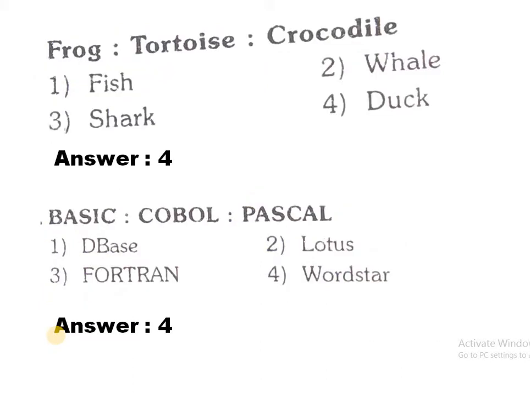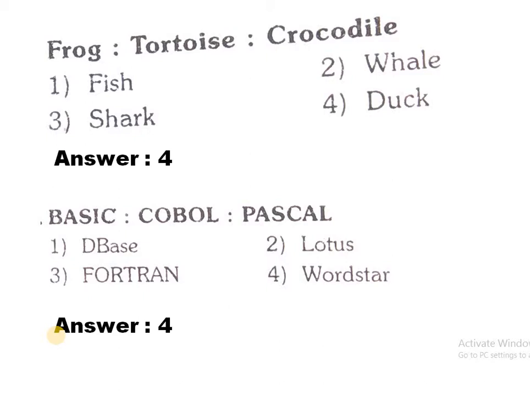Next question is frog, tortoise, crocodile. So what is the relationship between these three? All are amphibians. They live in both land and water. In such manner, if you think of four options: fish, whale, shark, duck. So which one is the correct answer?